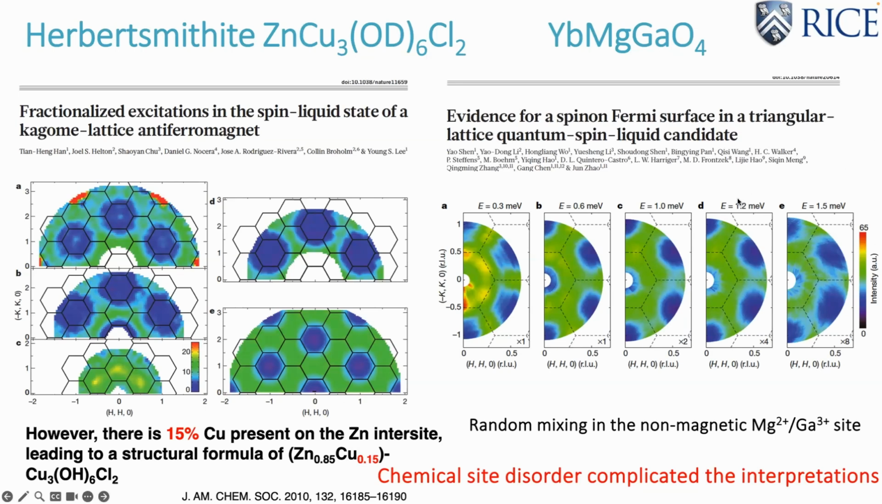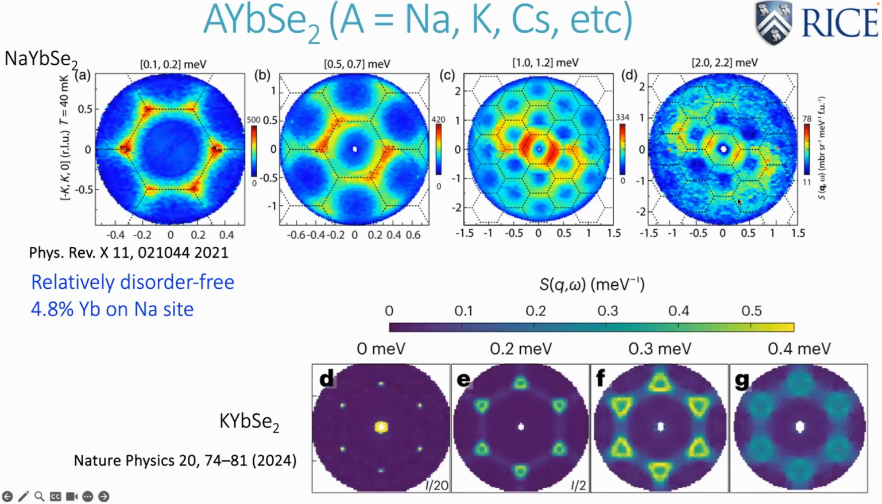Why? I cannot click. Okay. So relatively new quantum spin liquid candidates are these 112 compounds. In 2021, there's this sodium ytterbium cyanide. In those compounds, the disorder is relatively small. Like in this case, it's about 4% ytterbium on the sodium site. And from the neutron scattering, you can also see the continuum excitation at the boundary of the Brillouin zone. And people also study the potassium case and the cesium case.